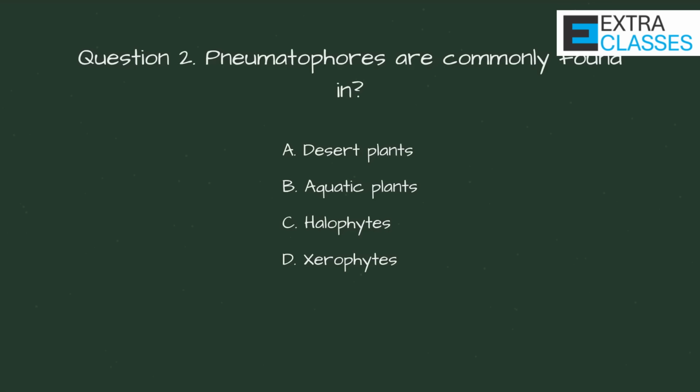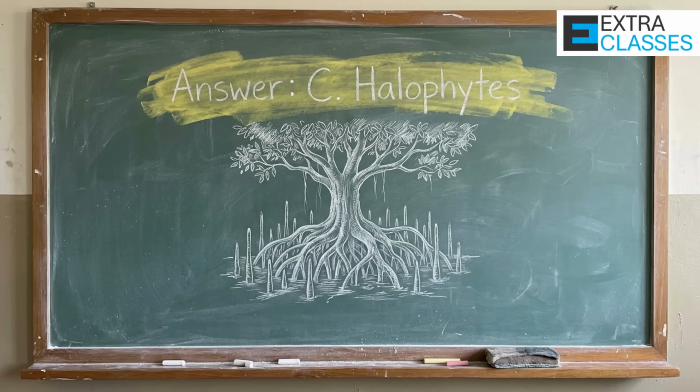Question 2. Pneumatophores are commonly found in: A. Desert plants, B. Aquatic plants, C. Halophytes, D. Xerophytes. Correct answer is C, Halophytes. Halophytes have respiratory roots found in oxygen-deficient soils. For example, mangroves like Rhizophora.